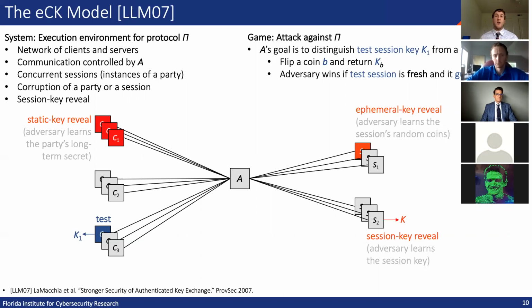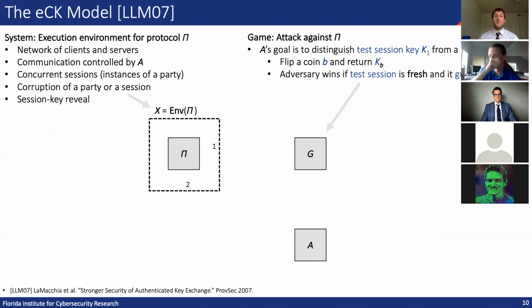What I've shown you here are the salient details of the model that are going to be relevant to our question. So we're going to write this experiment in terms of three objects: the adversary A, the game G that formalizes this key indistinguishability property, and the system that formalizes the execution environment. And the system is at the center of the action here. It specifies two interfaces, one that's called by the game and another that's called by the adversary.